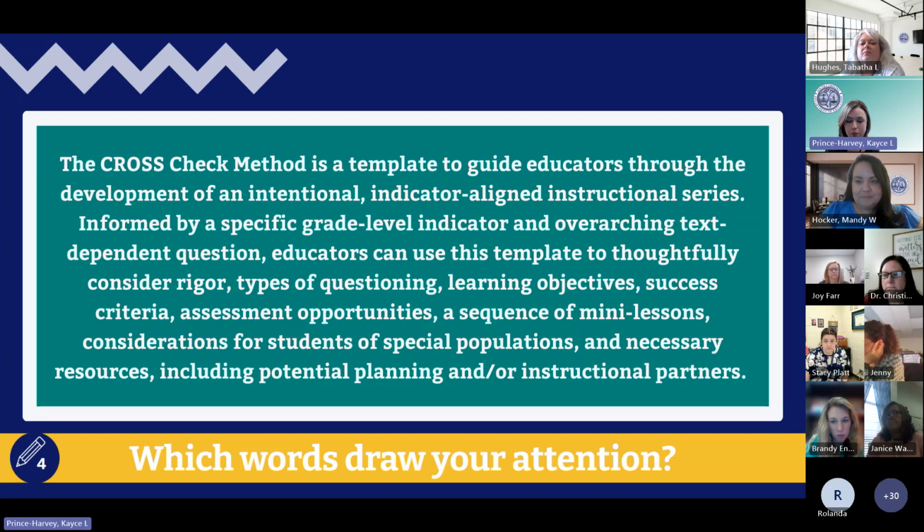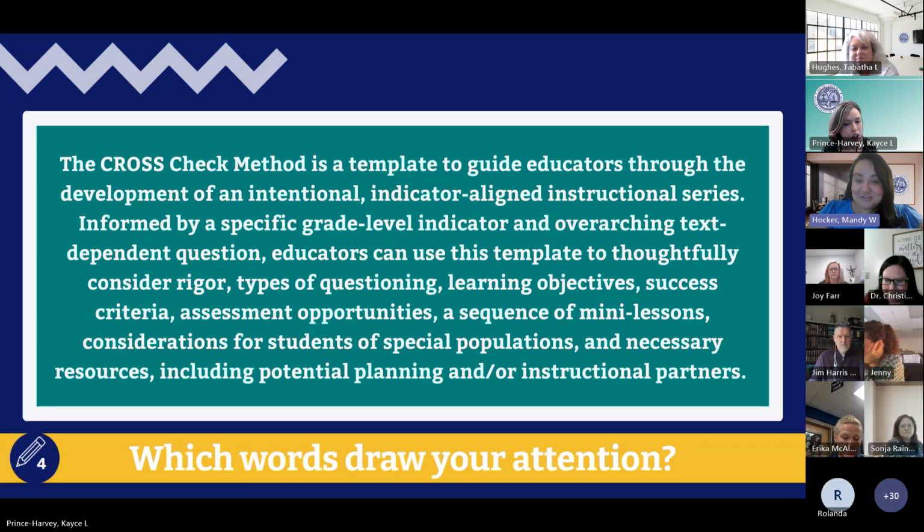Mandy, can you share some of the responses? Sure. I see success criteria and intentional, indicator, aligned, rigor, questioning, instructional partners. I love that. Informed.